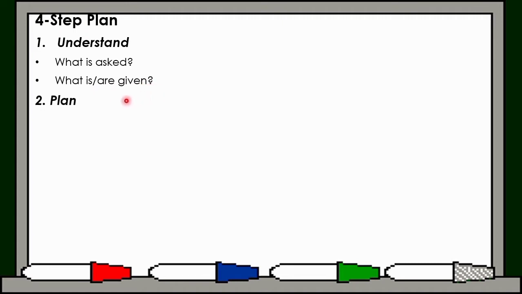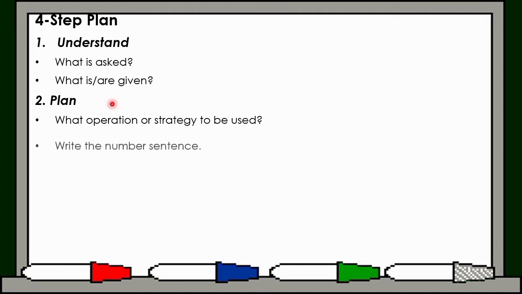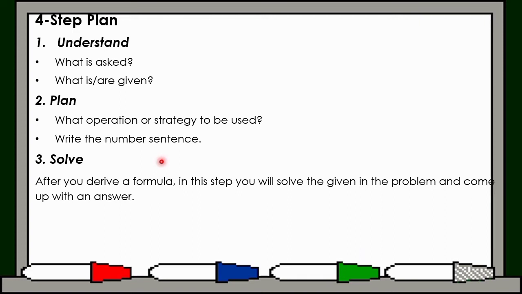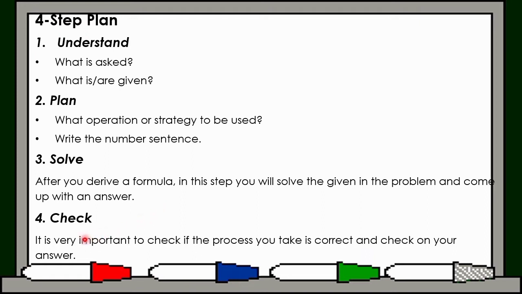The second step is plan. You need to plan what operation or strategy to be used, and you need to write the number sentence. The third one is solve. After you derive a formula, in this step, you will solve the given in the problem and come up with an answer. And then the last one is check. It is very important to check if the process you take is correct and check on your answer.